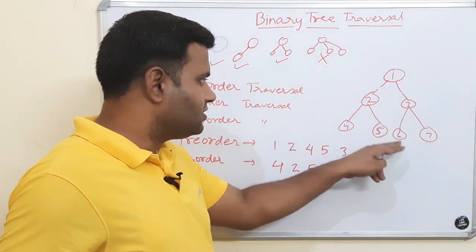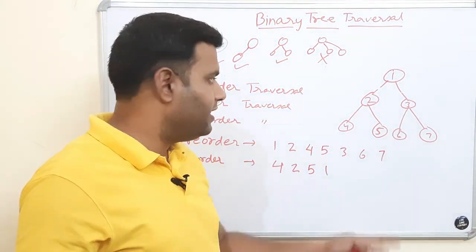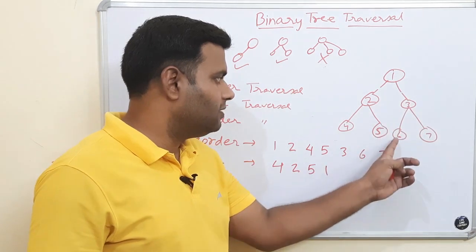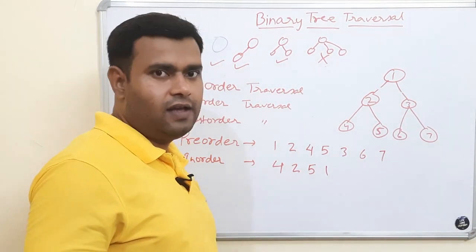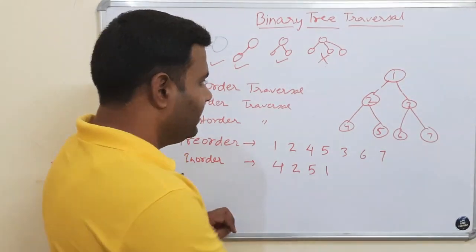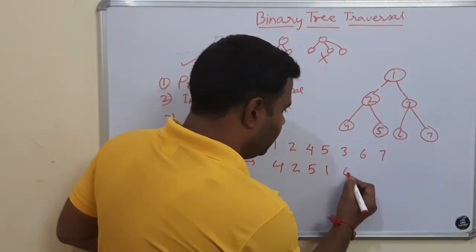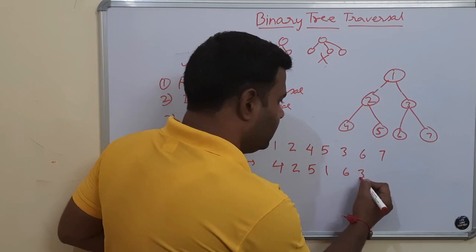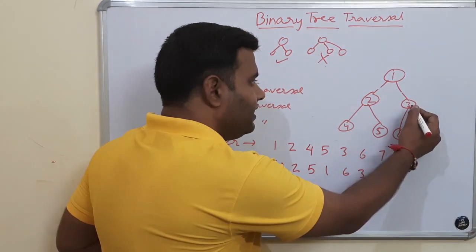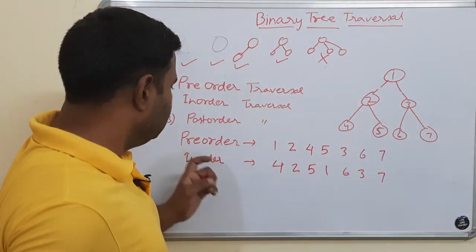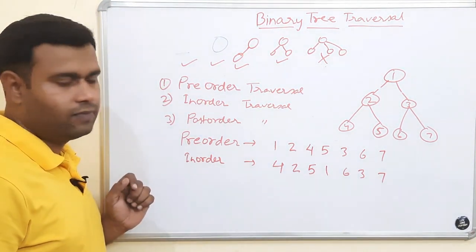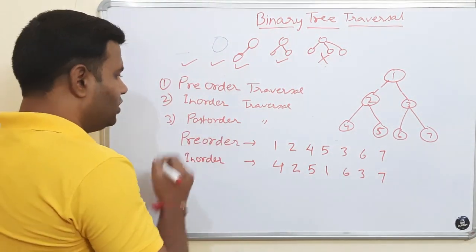And then can you guess on this? Pause this video and try to guess what should be the printing of this subtree. I hope you guessed it right. It will be 6, then 3, the left child, then root, and then the right child, then 7. This is our inorder traversal. Now let's talk about postorder traversal.